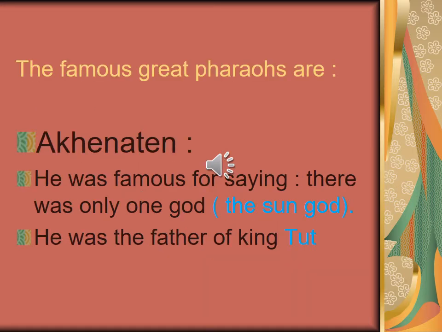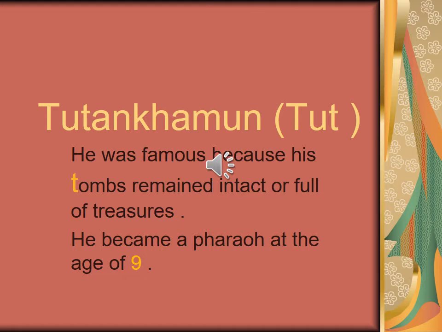I have a lot of famous and great pharaohs that ruled at this time. One of them was called Akhenaten. Akhenaten was famous for saying what? There was only one God, the sun God. So if you are asked who said this, there was only one God, the sun God, you will answer Akhenaten. And also he was the father of King Tut. Who is Tut? Tut is Tutankhamun.